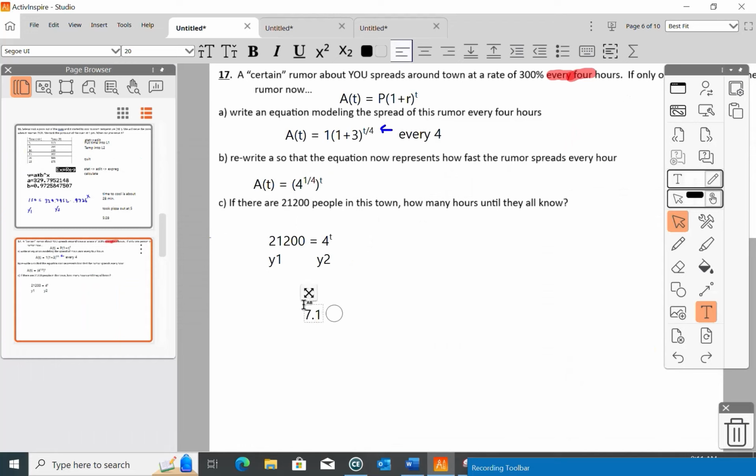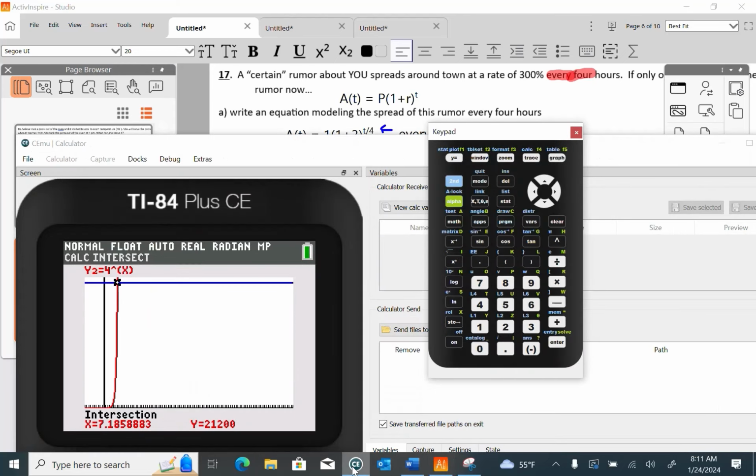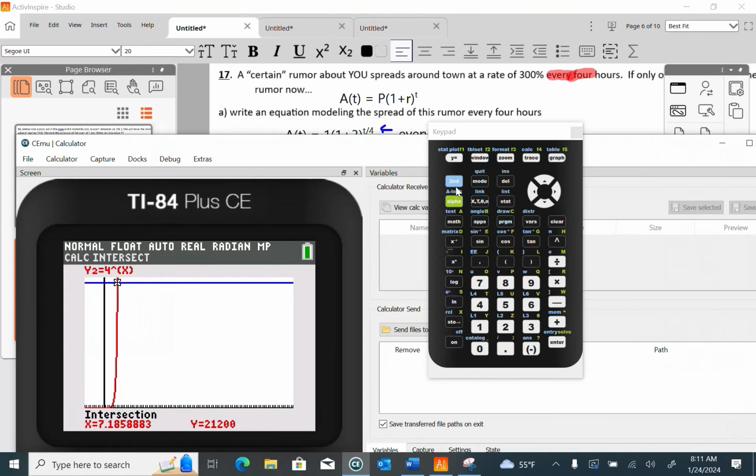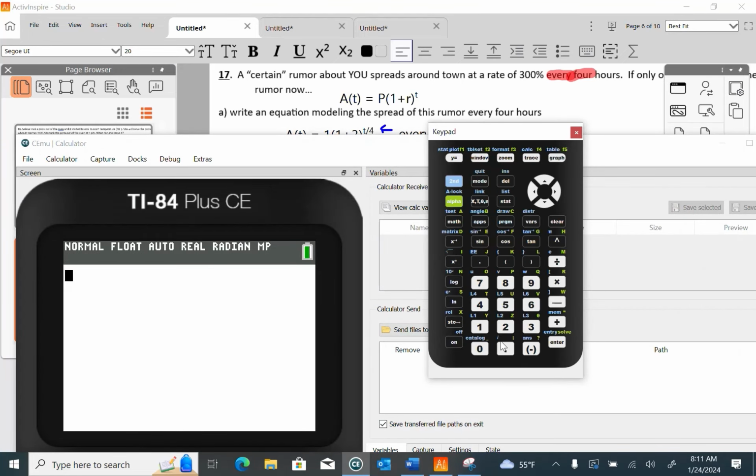7.1. Tired, forgive me. 859 hours. Now, if you tell somebody 7.1859 hours, they're going to be like, what? What is that? That's 7 hours. All right. I'm going to take that 0.1859 and multiply it by 60 because there's 60 minutes in an hour. 11 minutes.